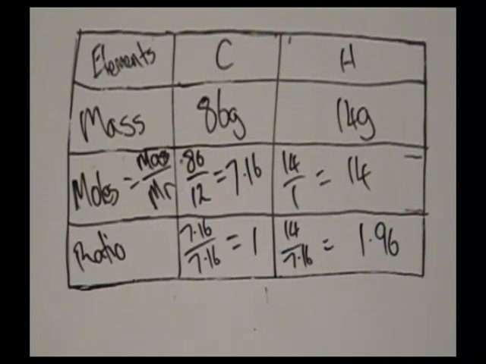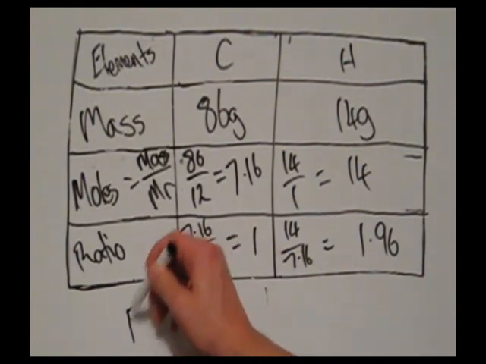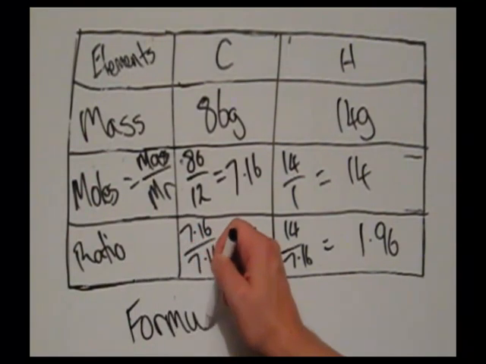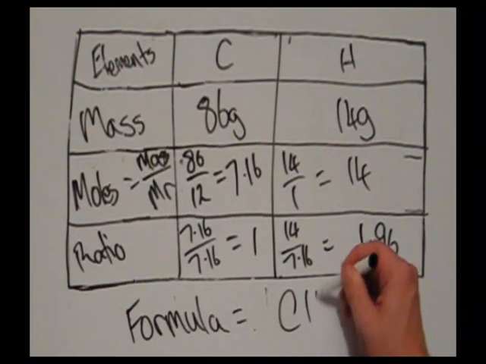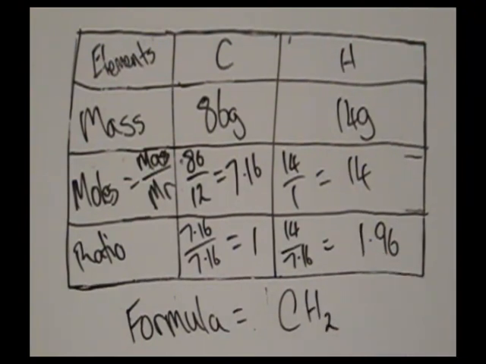So, all I need to do now is write out my empirical formula. I've got my ratio of atoms. So the empirical formula is just the ratio of 1 carbon atom to 2 hydrogen atoms. So I've just rounded that number off.